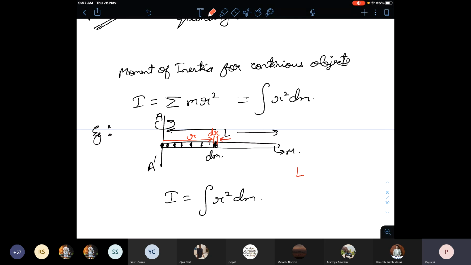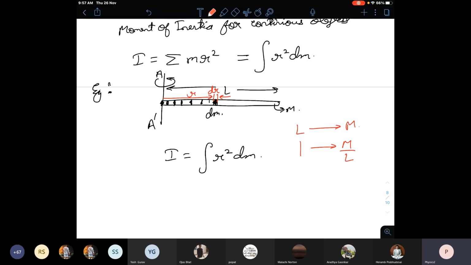For L length, I am getting a total mass of capital M. So for unit length, I will have mass M by L. So for a very small length dr, the mass I will be getting is M by L into dr. This M by L into dr is equal to dm. This is the mass of that small length dr, the small elemental mass dm.